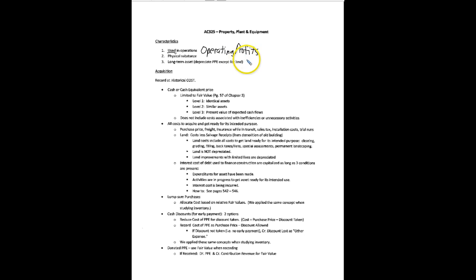So it has to be used. If it's sitting idle, it's not PP&E. And again, I'm going to abbreviate property, plant, and equipment as PP&E. It also has to have physical substance, obviously, and it has to be long-term, or it's not going to be in the long-term category of property, plant, and equipment. And really, all property, plant, and equipment is depreciated, except for land, because land has unlimited life, so it doesn't get depreciated.